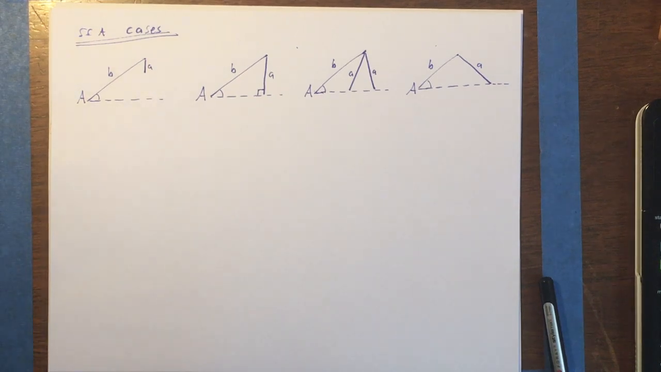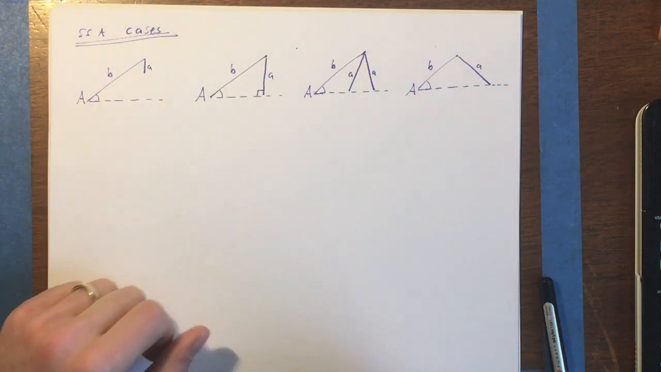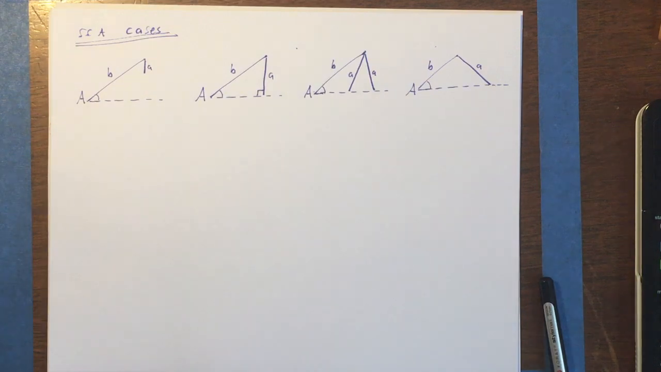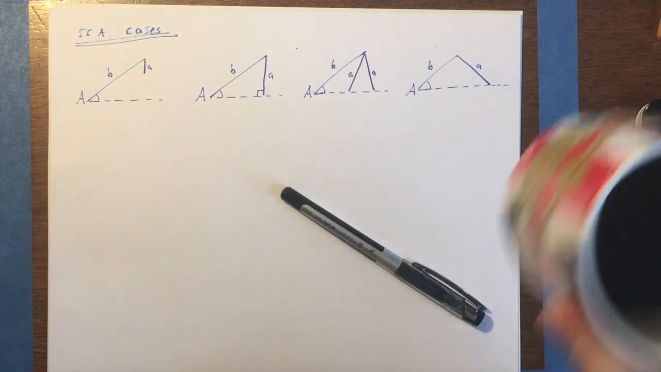All right, so it's time to look at the side-side-angle case. This is where you know two sides, and then an angle which is kind of adjacent to one of them. This is also known as the angle-side-side case because it's a bit of a pain in the butt.